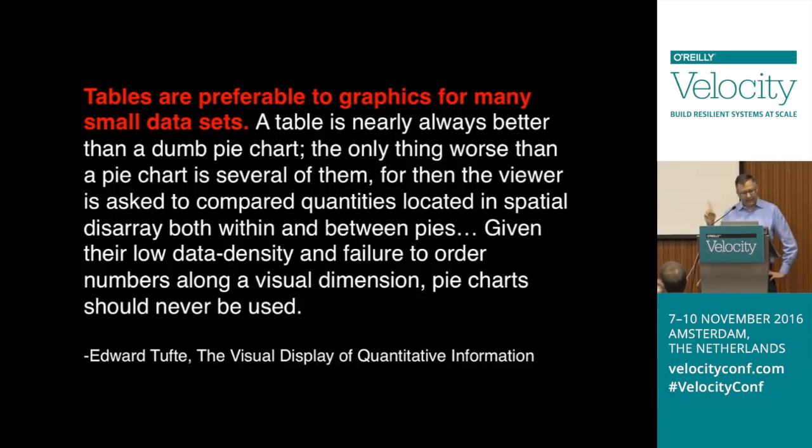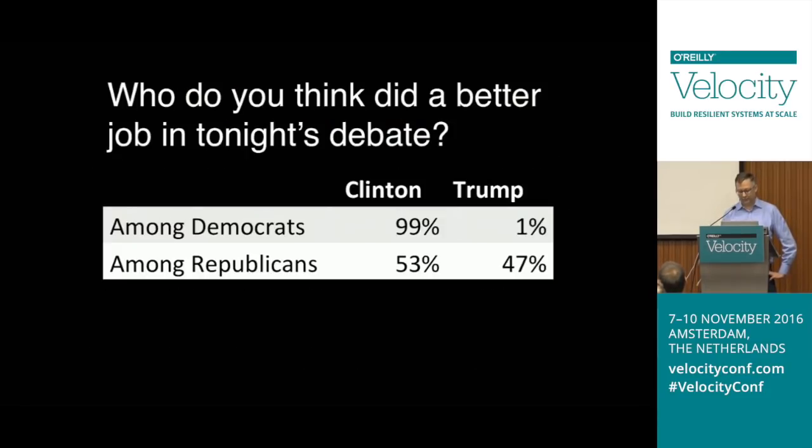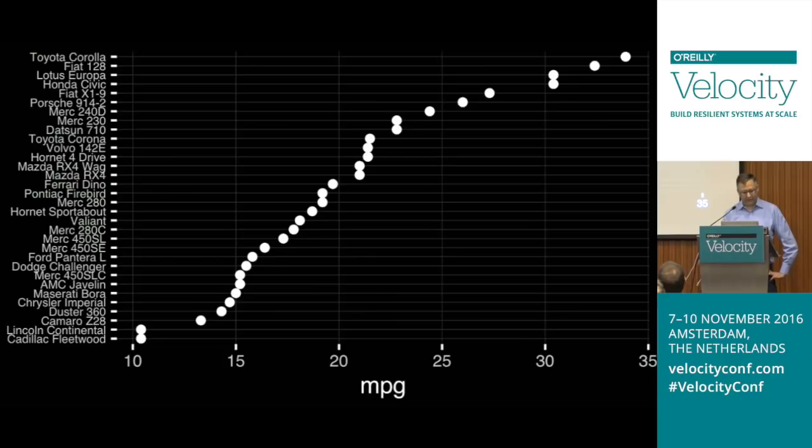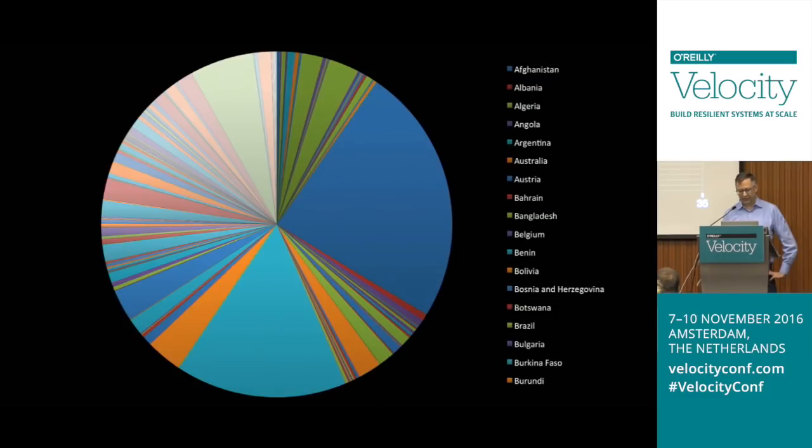Okay, so for a solution, we will turn to Tufte, who says pie charts should never be used. Instead, he says, tables are preferable to graphics for small data sets, right? This is so much better than a pie chart. If you have more than a handful of categories, a dot plot is an excellent alternative. And if you have a lot of categories, for the love of all that is holy, do not do this, right?